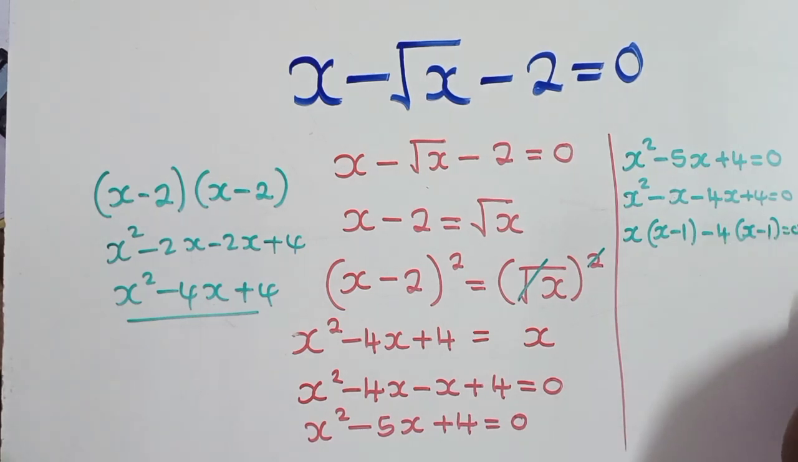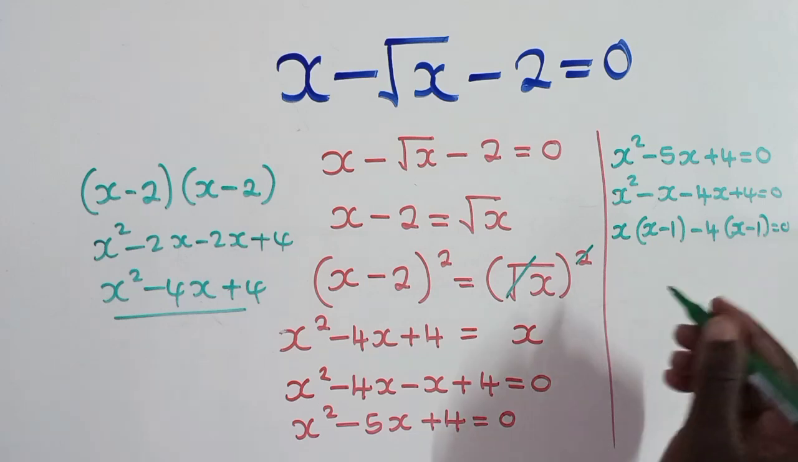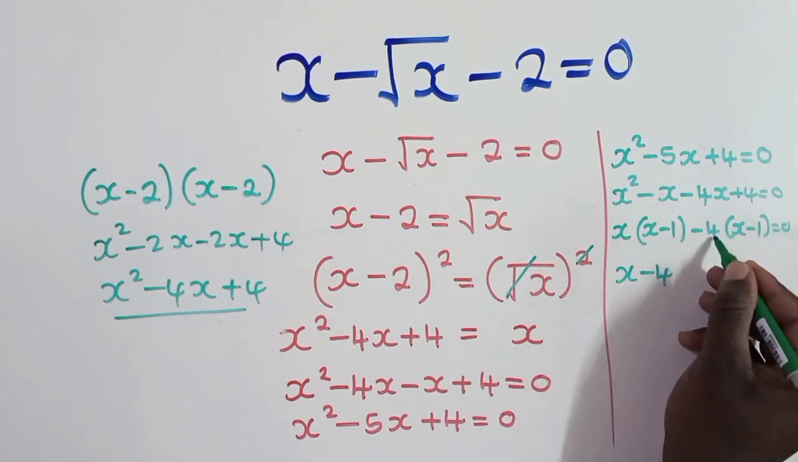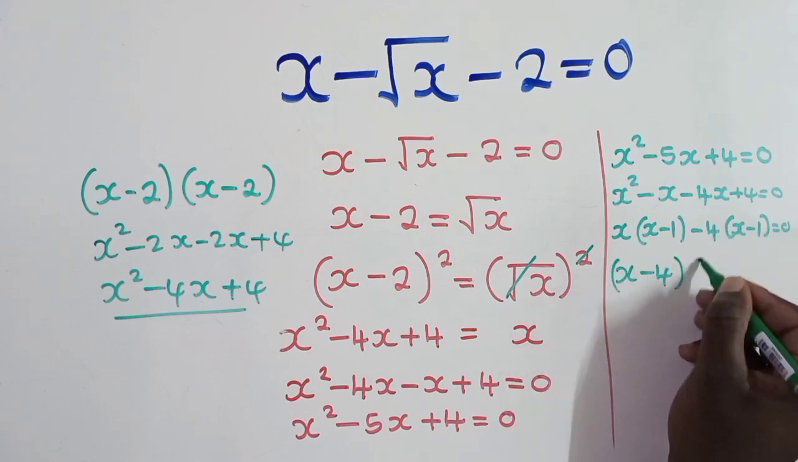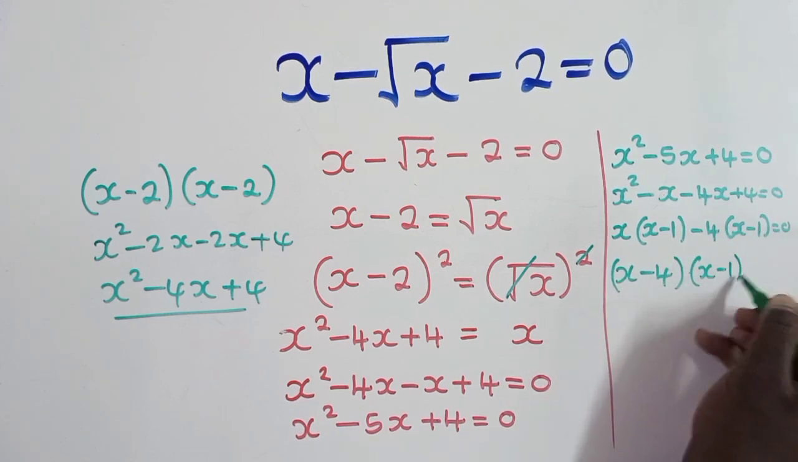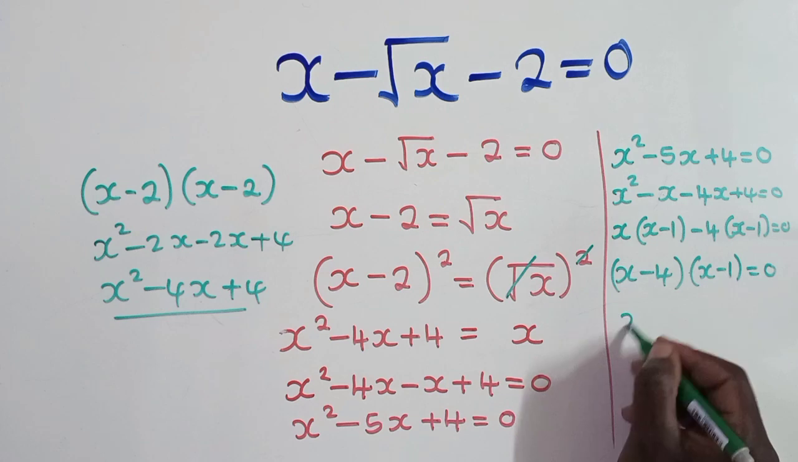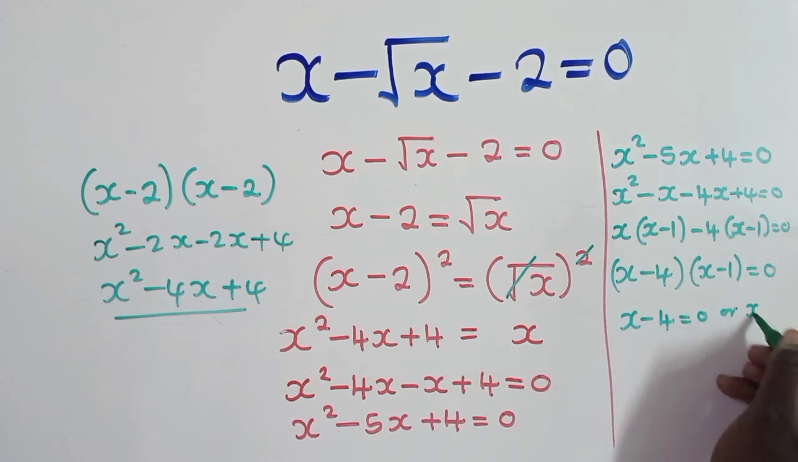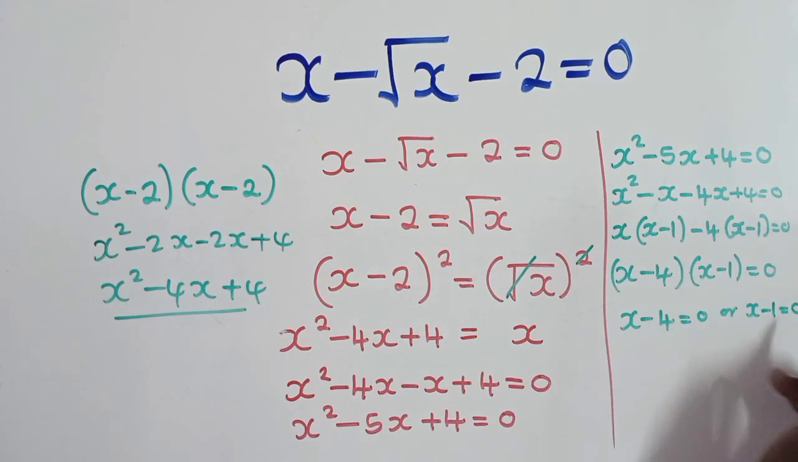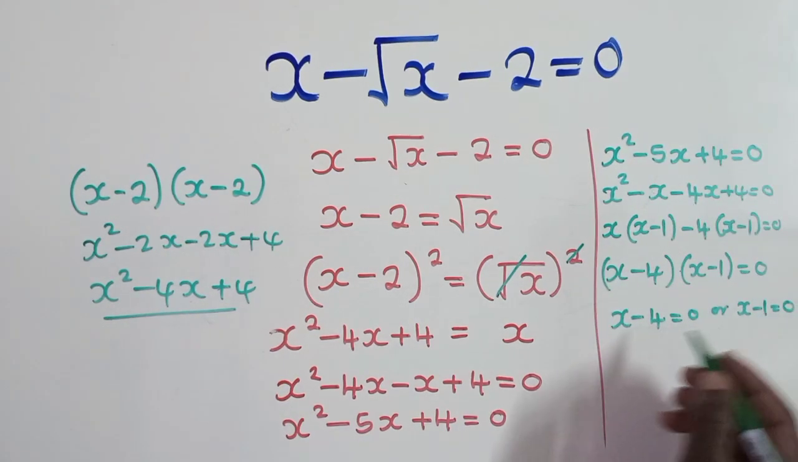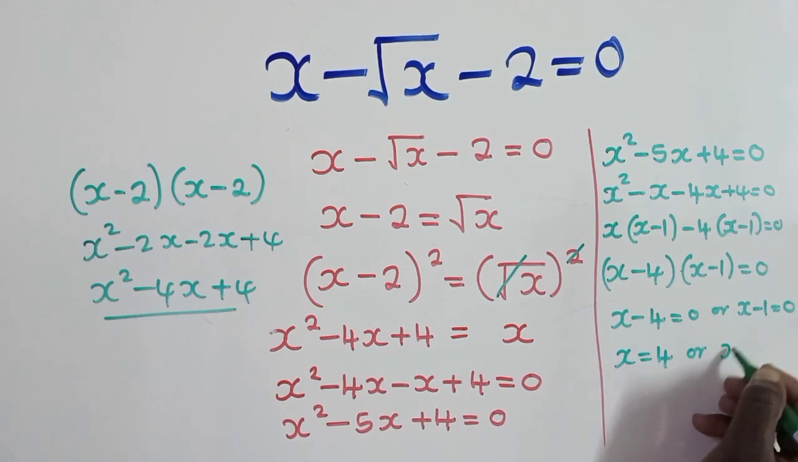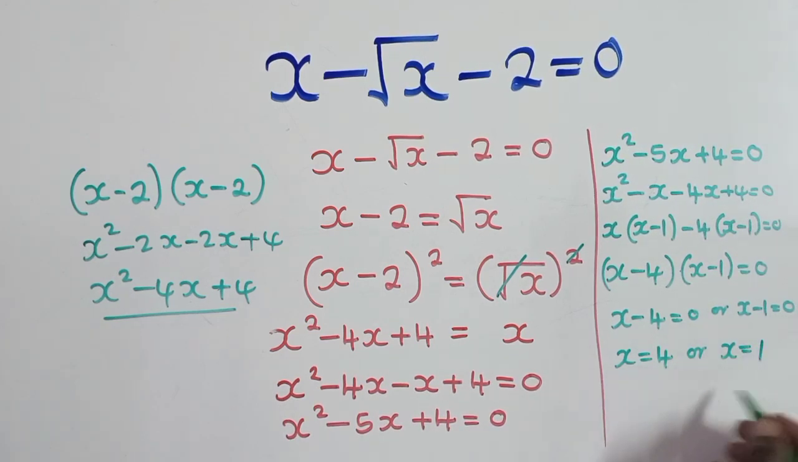Remember, we're solving for x. So we shall get x minus 4 inside the brackets, and x minus 1 here, which is equal to 0. So x minus 4 is equal to 0, or x minus 1 is also equal to 0. From here we can say x is equal to 4, or x is equal to 1. So now we have two solutions.